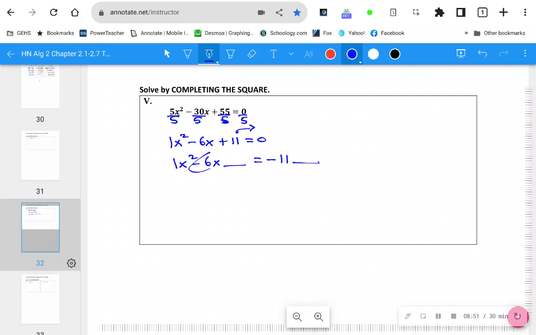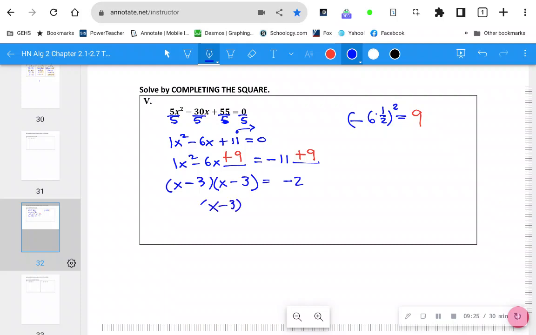You take your middle number here when you do this, negative 6, cut it in half. That would be negative 3, and square it, and that'll give you positive 9. That's your magic number here that makes the whole left side work. Okay, so now what you have is a perfect square on the left, x times x at the front. Minus 3 and minus 3 is how you finish that. And over on the other side, negative 2. So you got x minus 3 squared, and on the other side, negative 2.